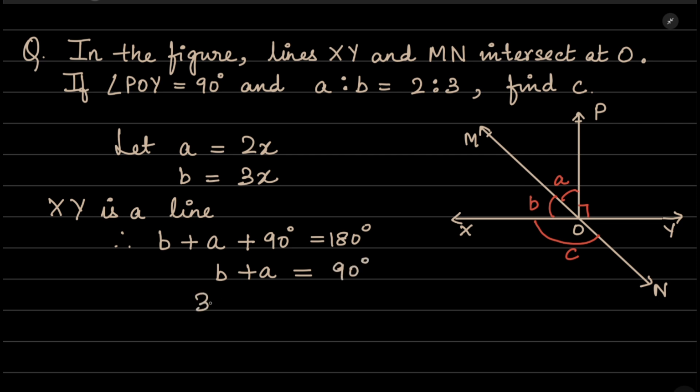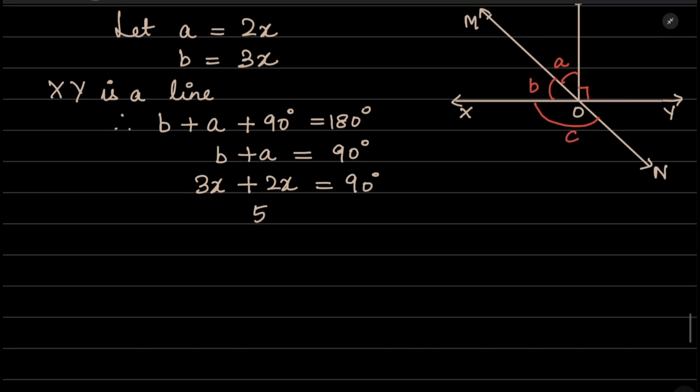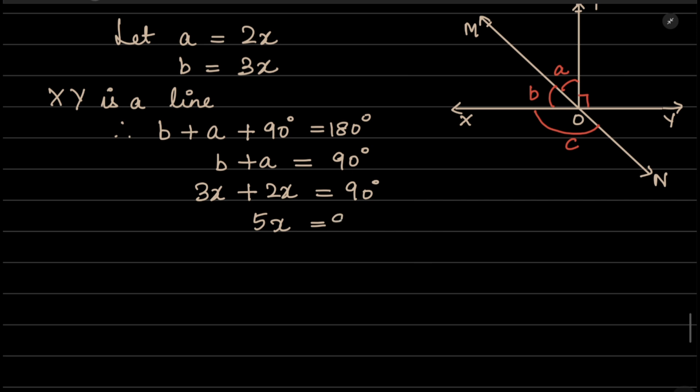What is B? 3x. What is A? 2x. So 2x plus 3x equal to 90. You have 5x equal to 90, and x is equal to 90 divided by 5. 5 ones are 5, remaining 4, 5 nines are 45. So x is equal to 18.